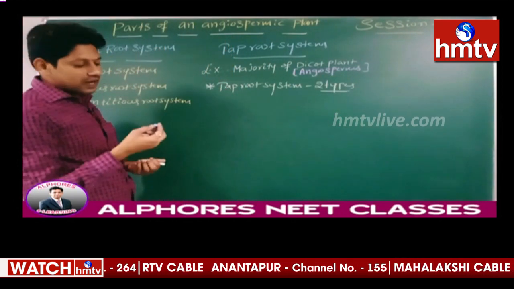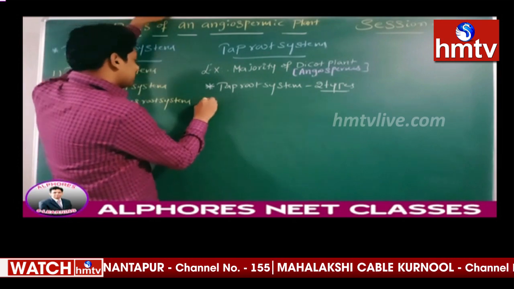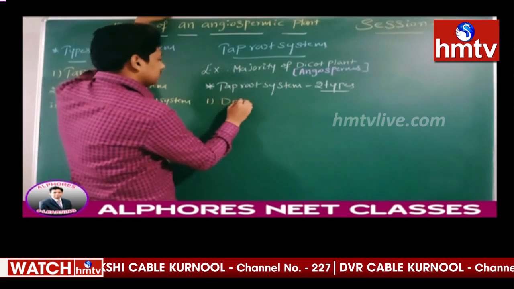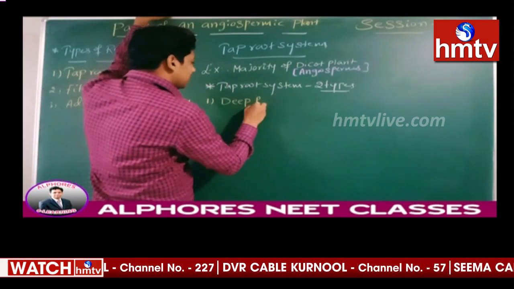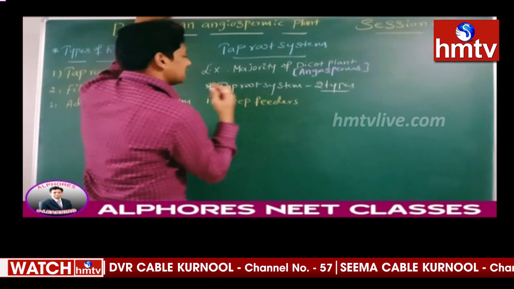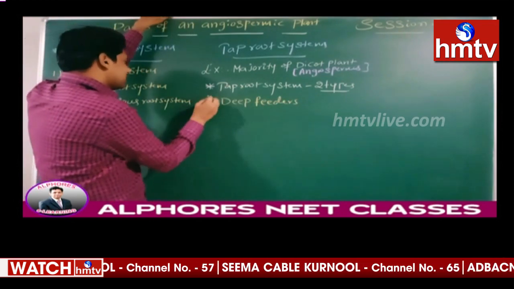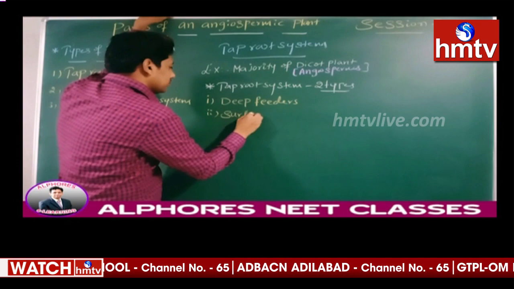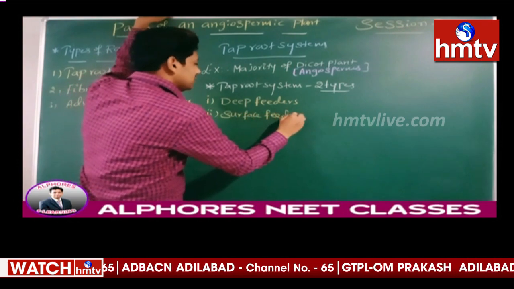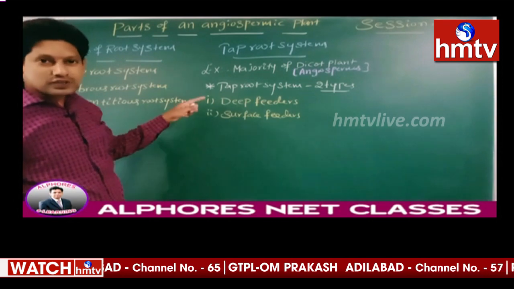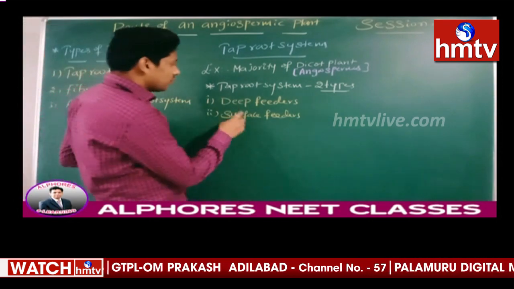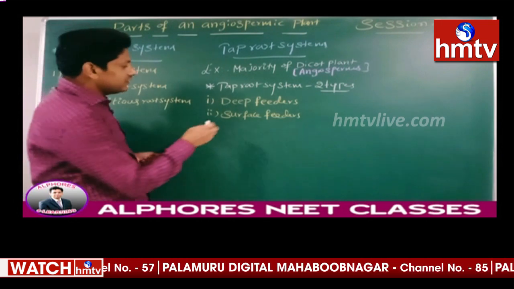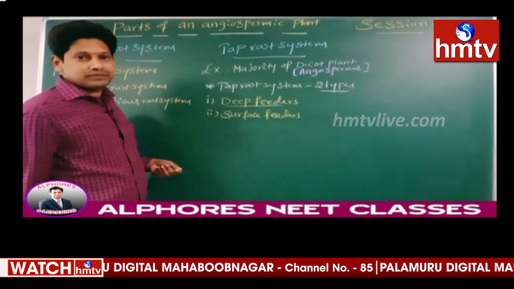What are the two types of taproot systems? The first one is deep feeders, and the second one is surface feeders. Therefore, the taproot system is of how many types? Two types. What are they? Deep feeders and surface feeders. The name itself indicates them.